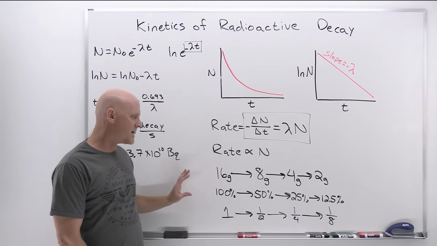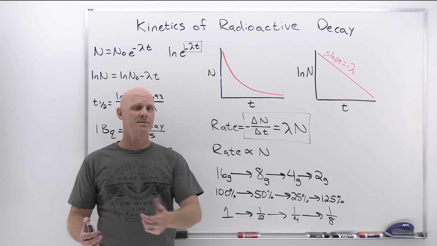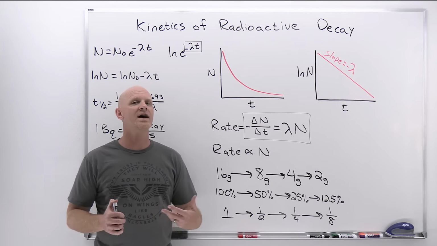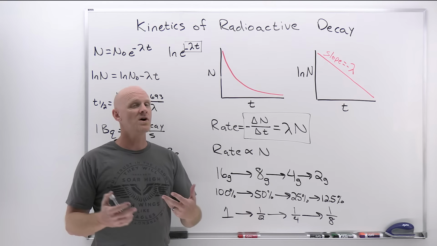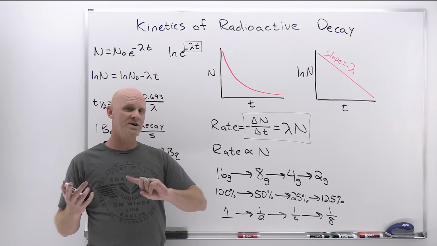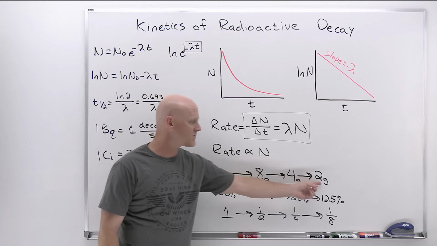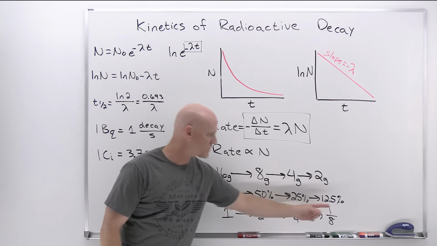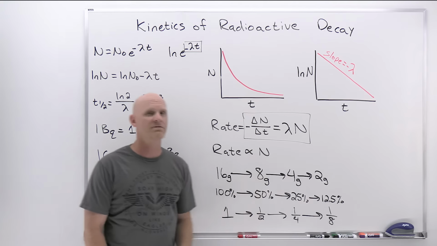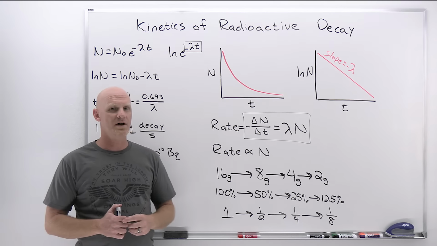So be careful when you start cutting this in half multiple times based on the number of half-lives that have passed, you're always going to have what remains. And as long as that's the question, great. But if the question actually asks how much has decayed, you have to take the original amount minus what remains. The 100% minus the 12.5%, the 1 minus 1/8. So on and so forth, the way that works.